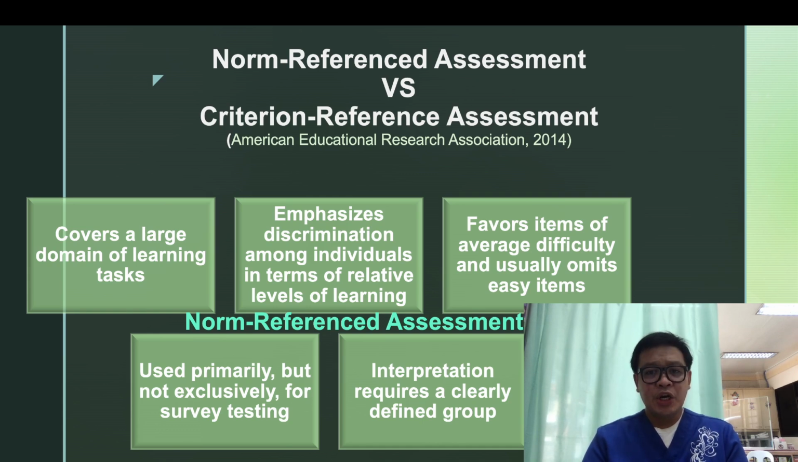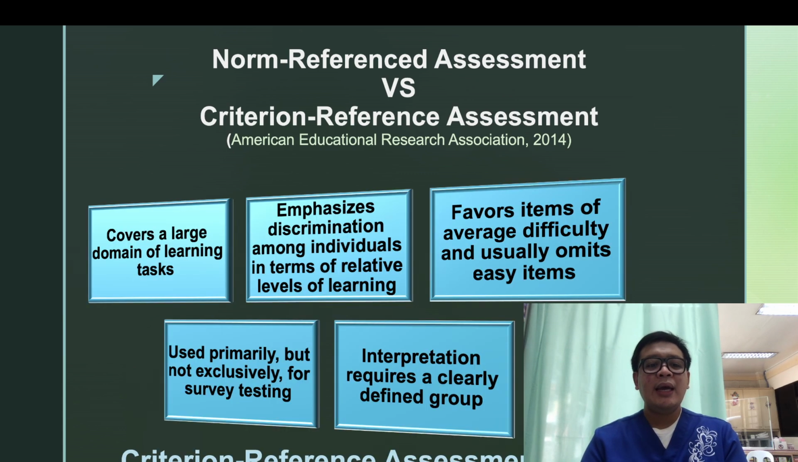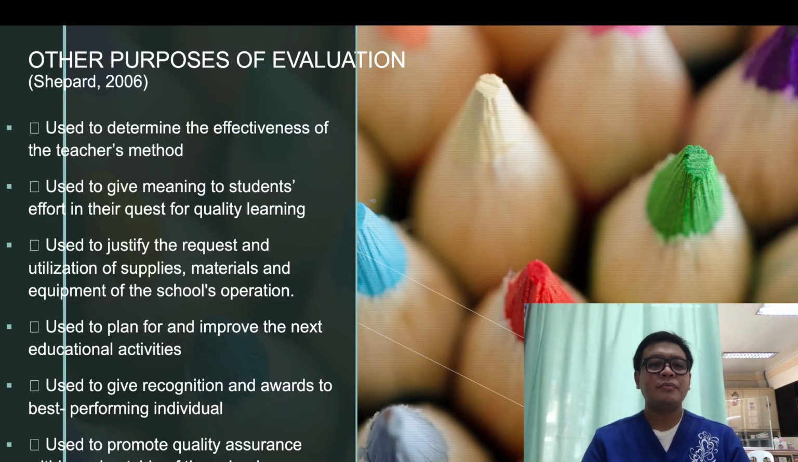Whereas criterion reference assessment tackles a more limited domain of learning tasks. It even emphasizes discrimination among individuals in levels of relative learning, favors items of average difficulty and usually omits easy items, used primarily but not exclusively for survey testing, and interpretation requires a clearly defined group.